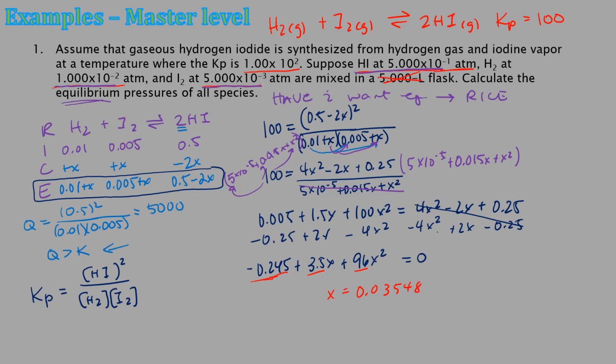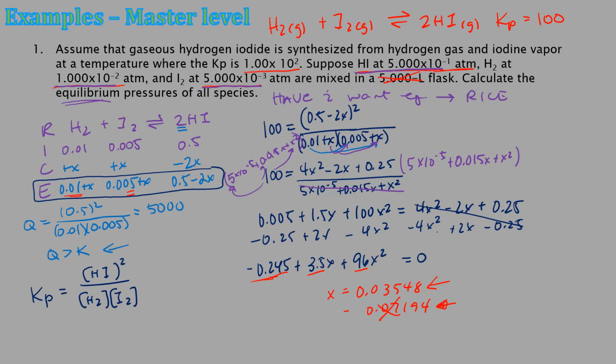0.03548, or you get negative 0.07194. Okay, so if I were to use this value, I would end up getting a negative value for this and this one. And you can't have a negative concentration, so I know that this is not valid. So this is my x value. So I'm going to use that to calculate my concentrations.